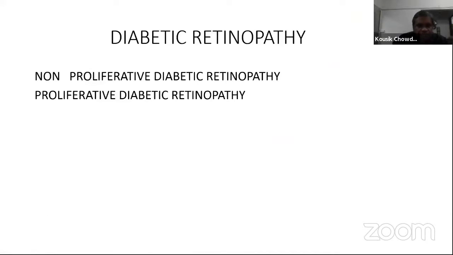Again, now come to retinal diseases. It is diabetic retinopathy. How diabetic retinopathy is formed, we already know: uncontrolled diabetes usually causes diabetic retinopathy. And diabetic retinopathy is of two types: non-proliferative diabetic retinopathy and proliferative diabetic retinopathy.